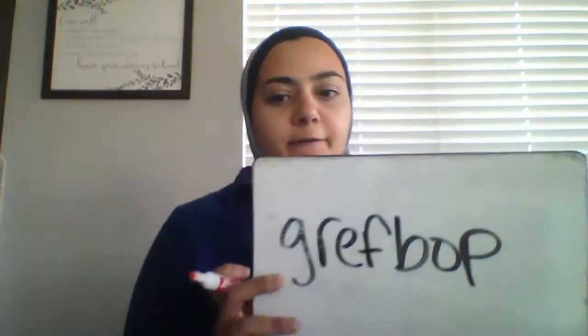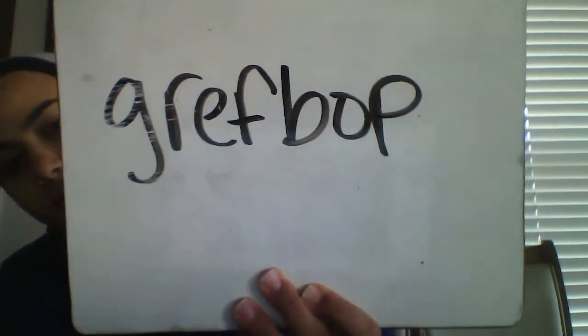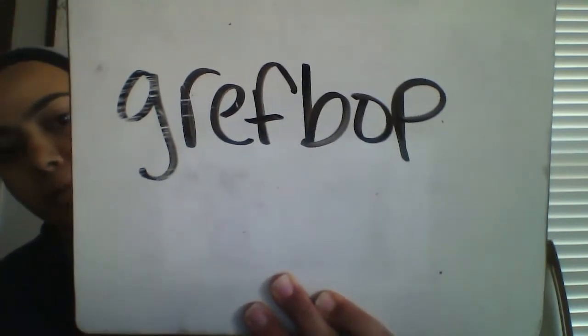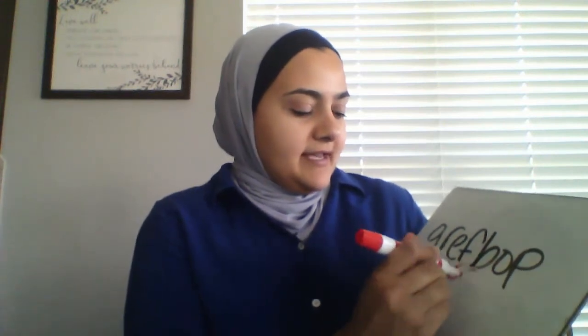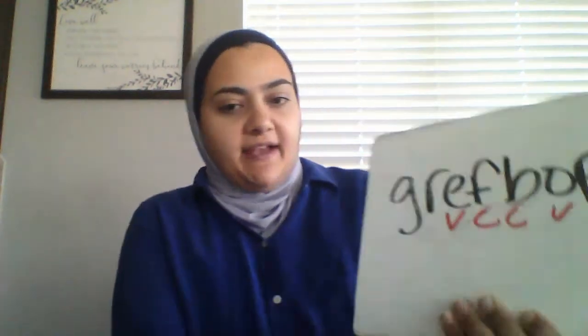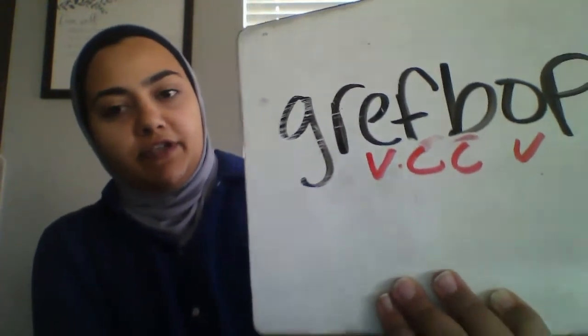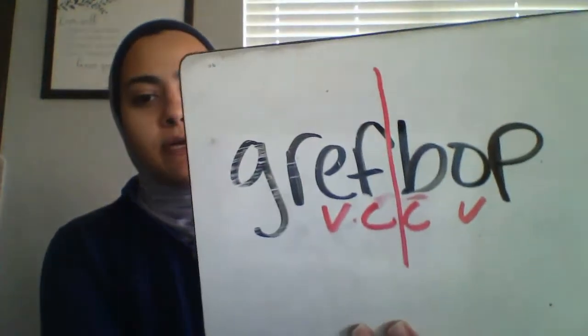Let's do this word. Grief bop. Is that a real word? No, it sounds silly. It's a nonsense word. All right, looking at the word grief bop. Where are our vowels? The E is a vowel. The F is a consonant. The B is a consonant. And the O is a vowel. So we have a VCCV pattern right here. Okay. Where do we put the division line between the two C's? Grief, bop. Are we done?